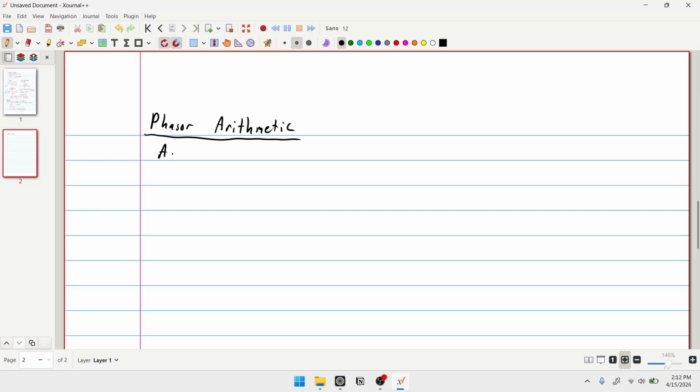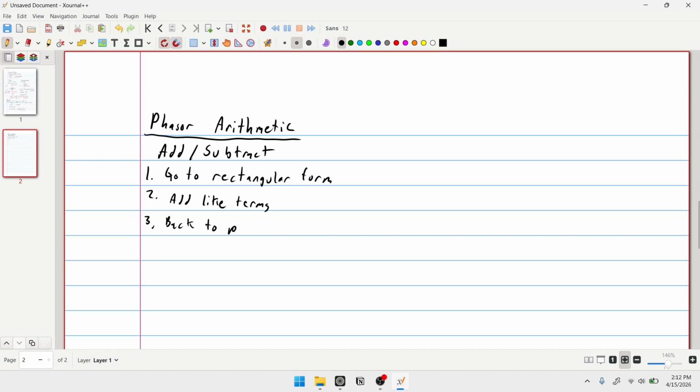So let's say we want to add or subtract two phasors. First we need to go to rectangular form, then add like terms, then back to polar, if you would like it like that, at least.